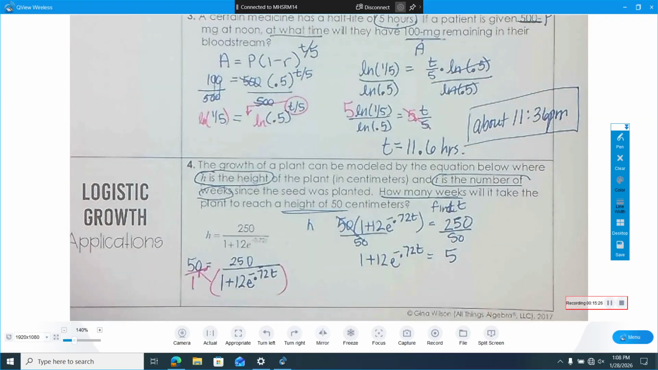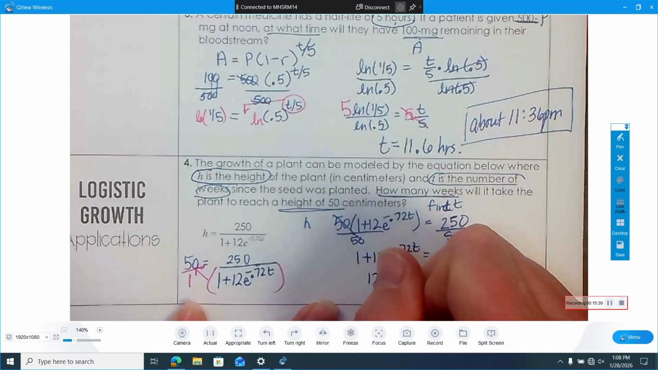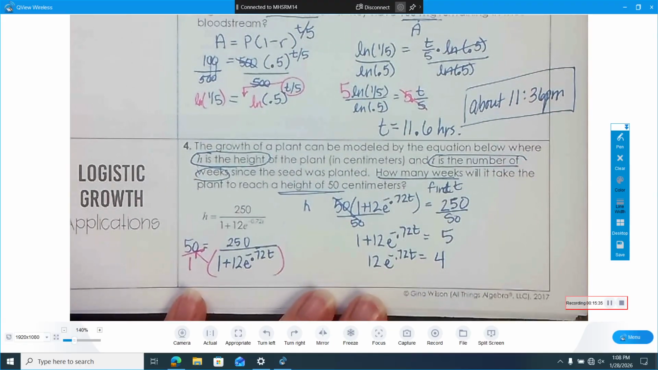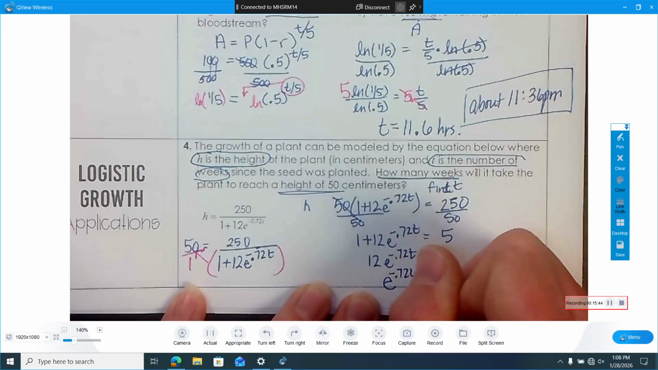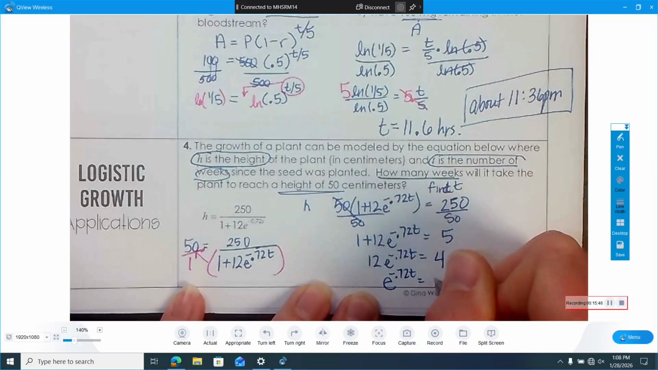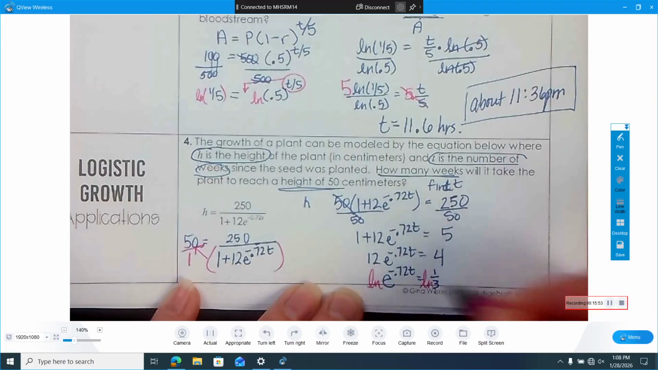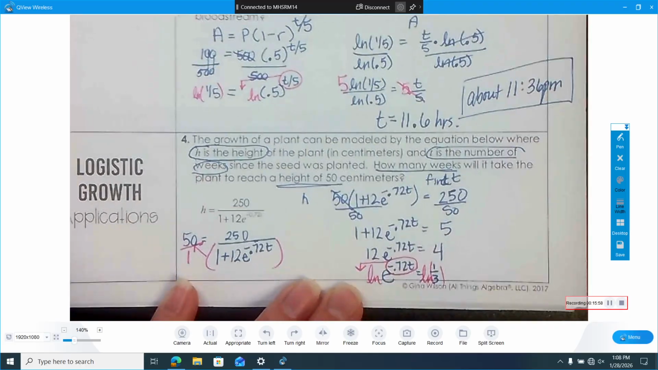Then what do we do? Minus 1. So 12e to the negative 0.72t equals 4. And then what? Natural log. Oh, wait, divide by 12. Divide by 12. So we have e to the negative 0.72t equals 4 divided by 12, which is 1/3. Now, natural log of both sides. That's going to allow our power to drop down.